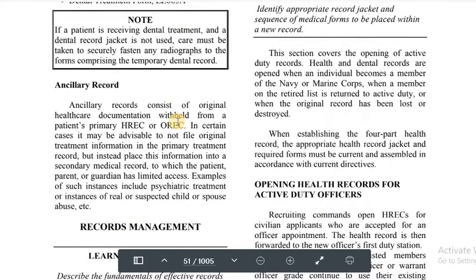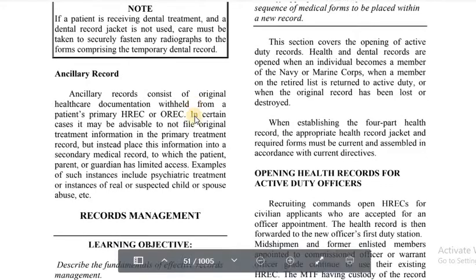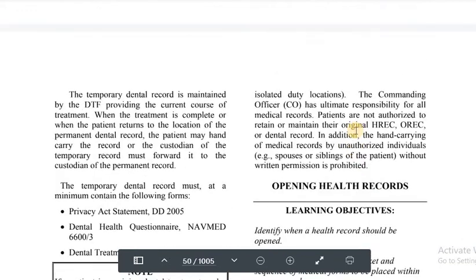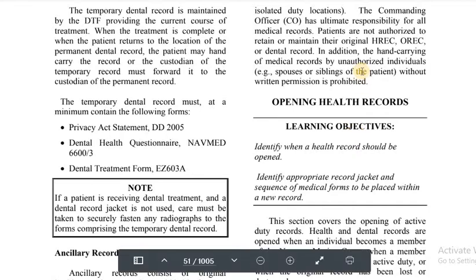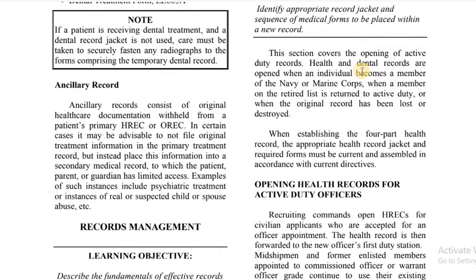Ancillary records are original healthcare documentation withheld from their primary record. It gives some examples of psychiatric treatment or suspected child or spouse abuse. Record management: all records are property of the U.S. government. The CO has ultimate responsibility for all medical records. Patients are not authorized to retain or maintain their original records, and hand carrying their records without permission is prohibited. For the most part, I don't even think people really hand carry their medical records between PCSs. I think it's something that the facilities ship to each other nowadays.